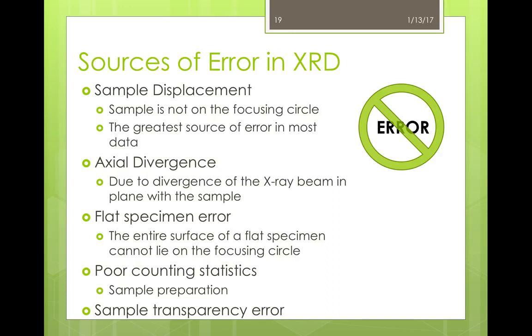A flat specimen error and poor counting statistics can both be avoided with better sample preparation. A powder sample should be thick enough to prevent the X-rays from passing all the way through it. Lastly, sample transparency can cause a shift in the peaks due to the diffracted beam being partially displaced, and this can lead to inaccurate peak profiles.